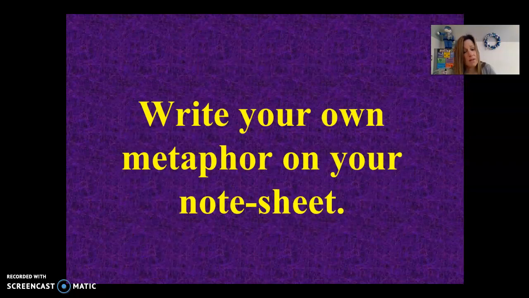So write your own metaphor on your note sheet. This is where you want to take some time to write a metaphor or go back in your slides here and use one of the other examples.